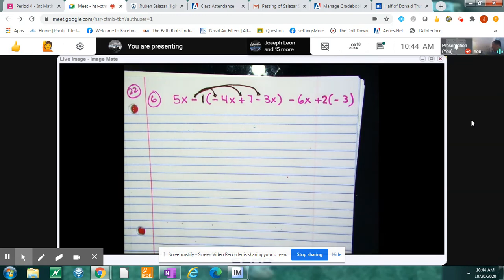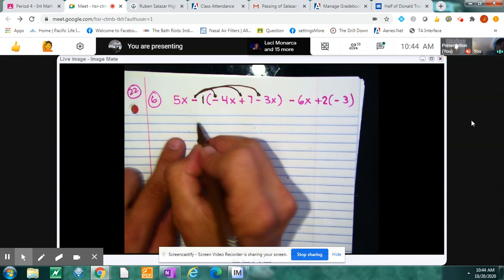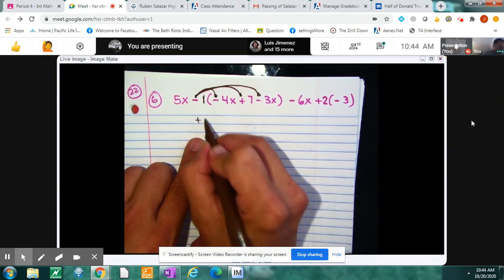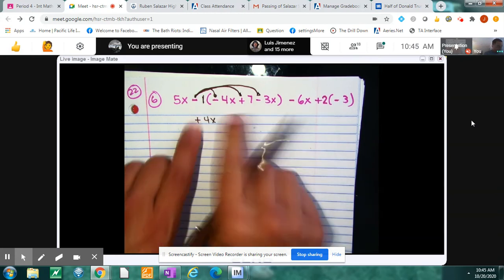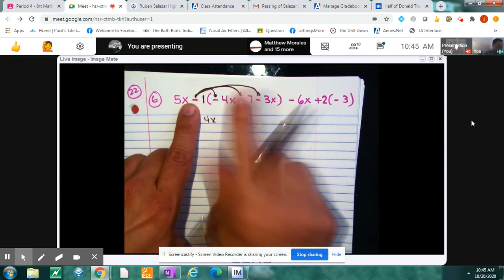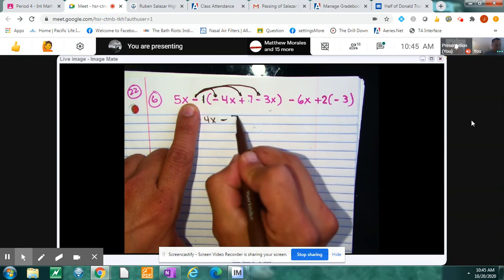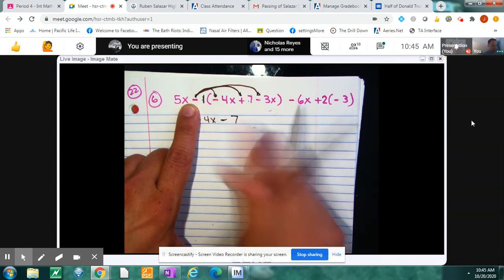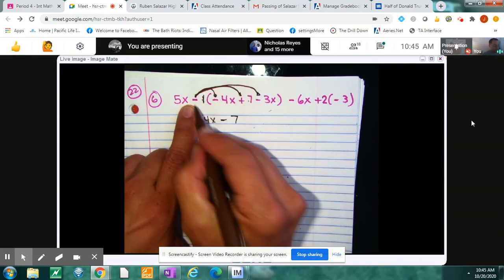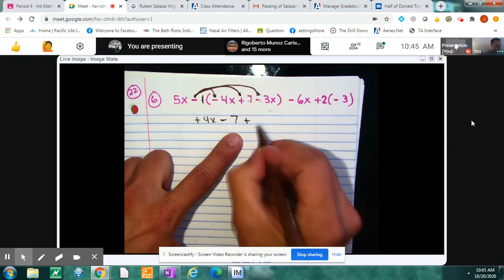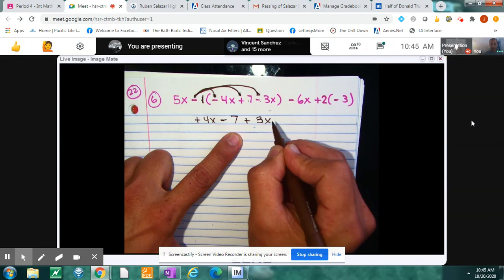Okay. So then we got negative times the negative is a what? Positive. And then 1 times 4x is a 4x. All right? Negative times a positive is a negative. And then 1 times 7 is 7. See that? Nothing happens to the numbers because it's a 1. Negative times negative is a positive, and 1 times 3x is 3x, right?